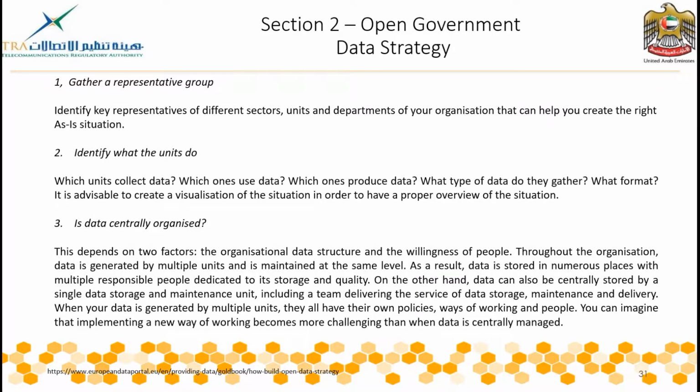So first, you're going to gather a representative group. Identify key representatives of different sectors, units, and departments of your organization that can help you create the right as-is situation. Second, identify what the units do.